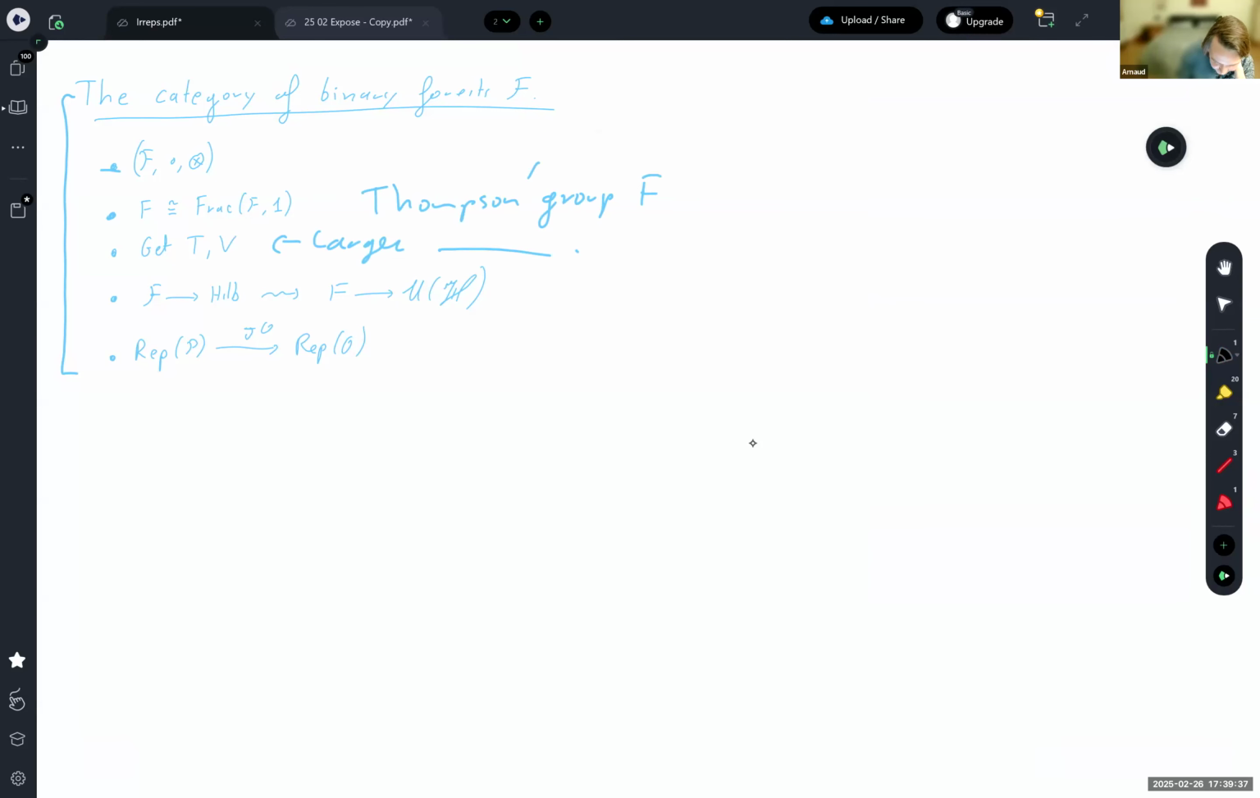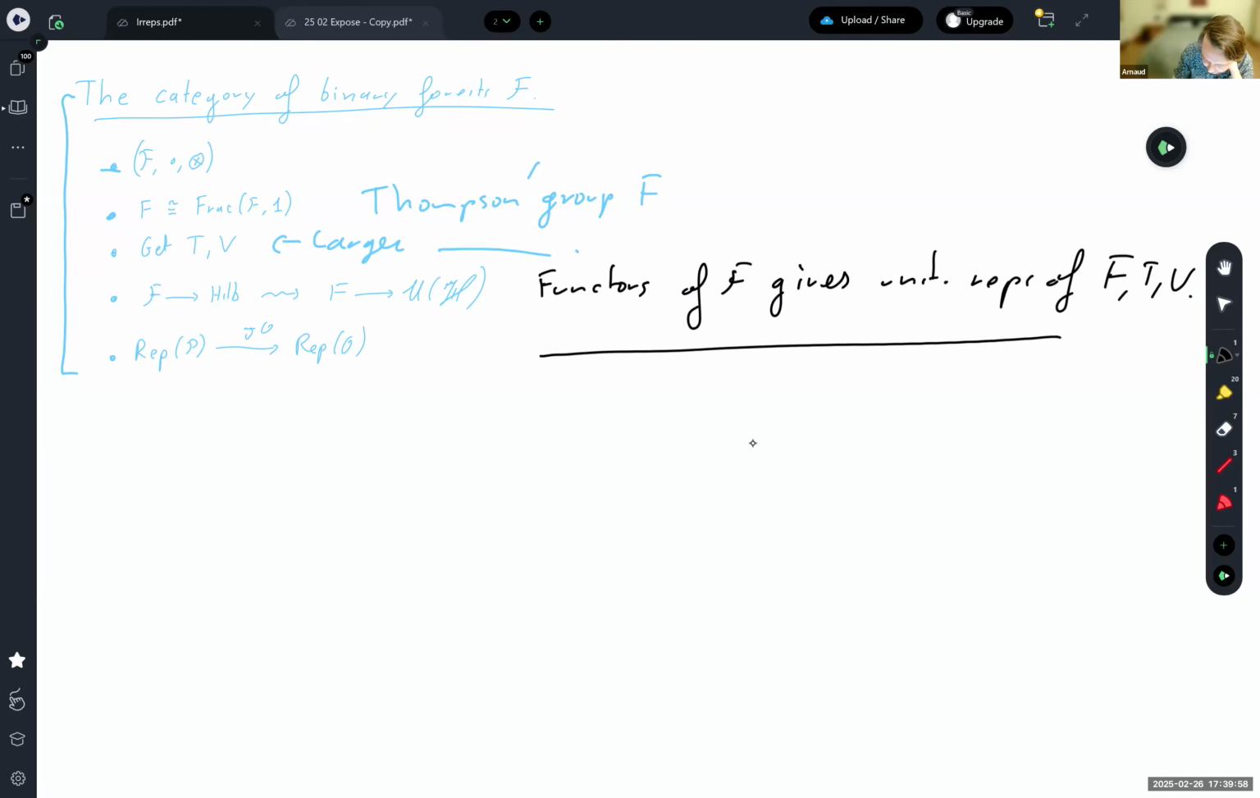And after, I'm going to say how functors out of F give unitary representations of F, in fact, of the three. And then after, I will explain why it actually also gives me a representation of the Cuntz algebra.